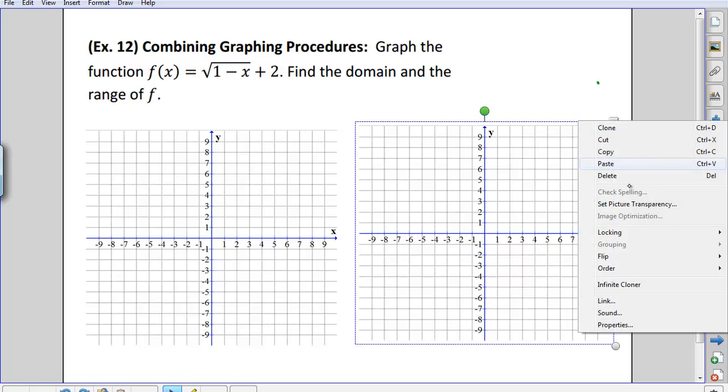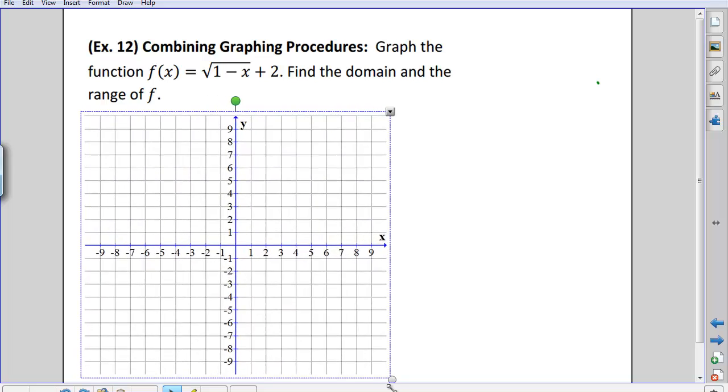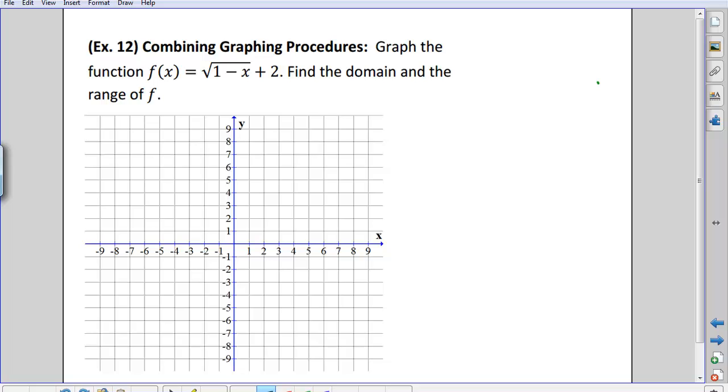Next graph here. We've got f of x equals 1 minus x under the square root plus 2. So again, we got to figure out what basic graph we started with, and hopefully you can see that square root in there tells you started with the square root of x. So how do we end up with all of this, all these changes, and what did they do?